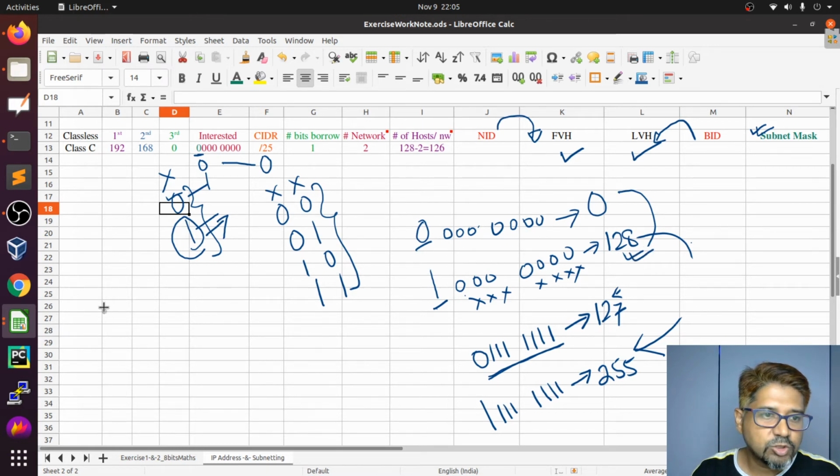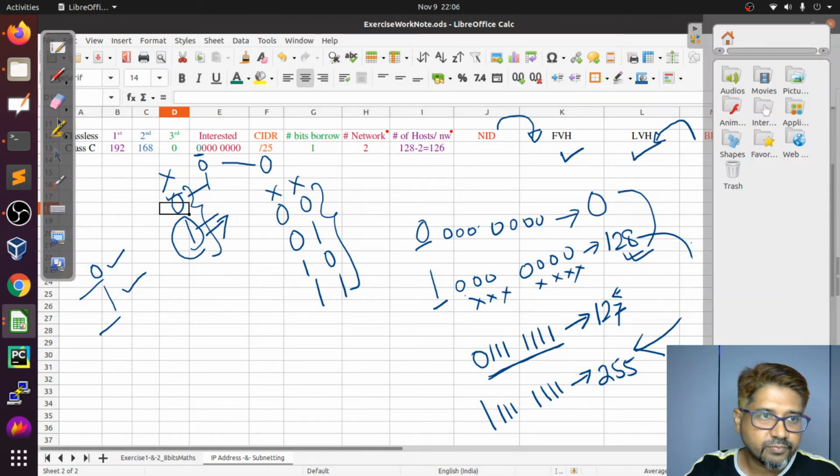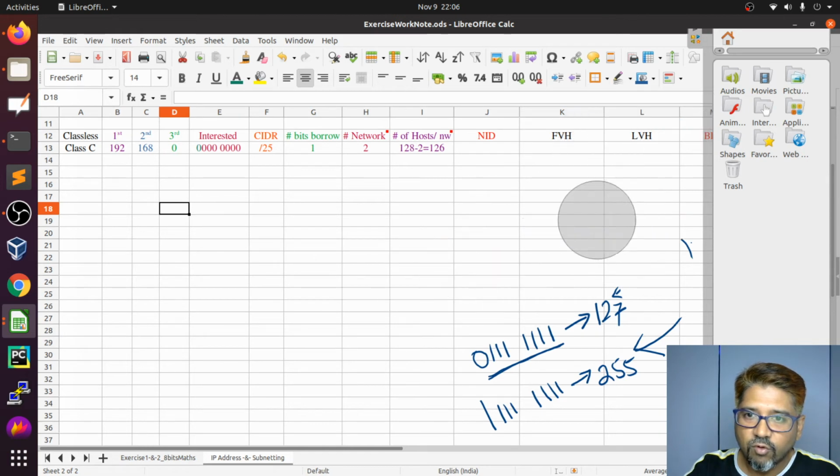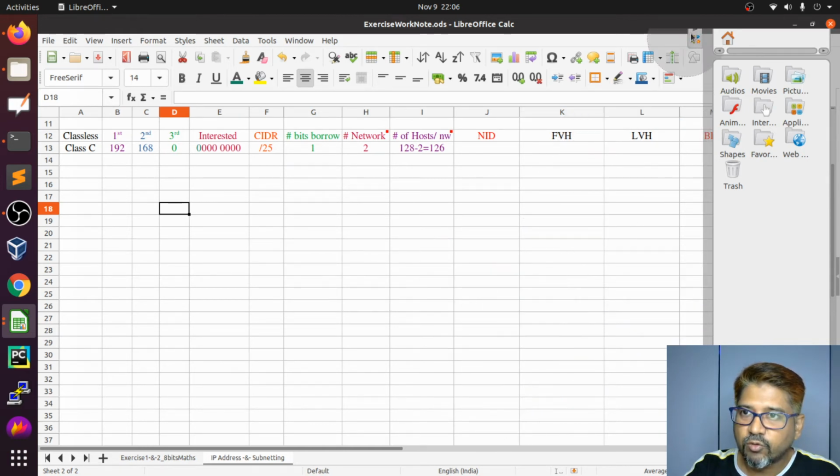So let me summarize. You have to check how many bits you borrowed. Here one bit is borrowed, so we have two options, 0 and 1, because one bit has these two options. Your first network starts from 0 and the next network from 128. Okay, we will do one more example and we will see that. Let's complete this table first. I'm going to erase this and we'll follow the same rule for the next step, so that is going to be very clear.